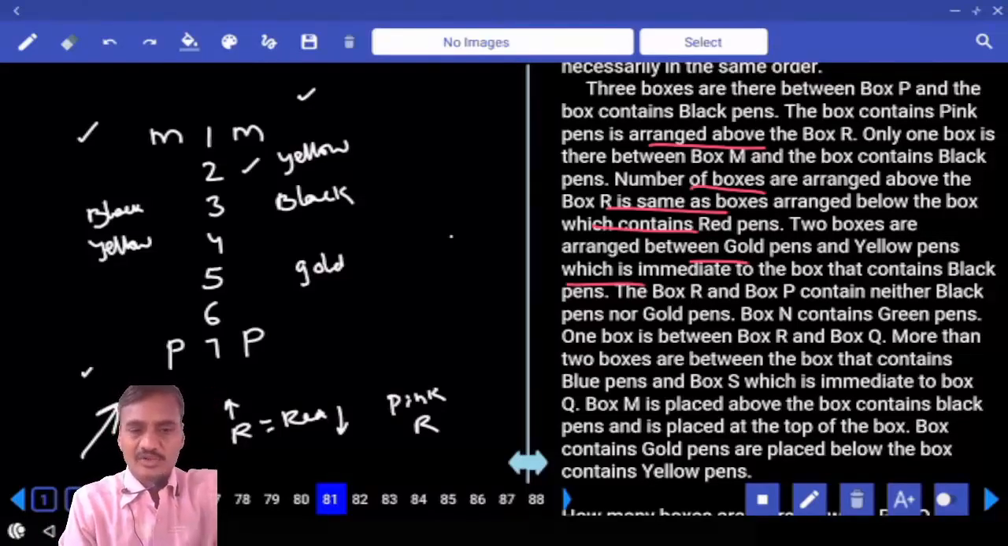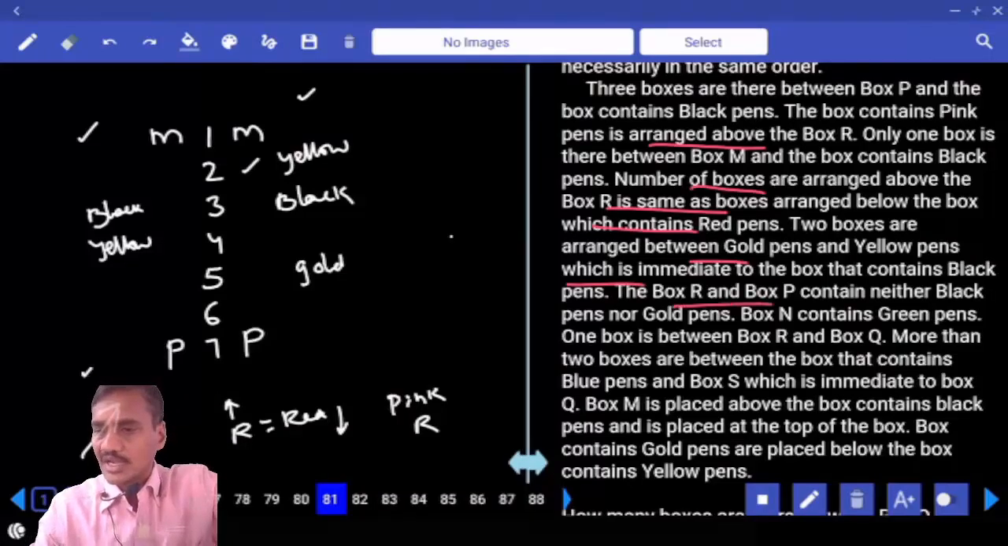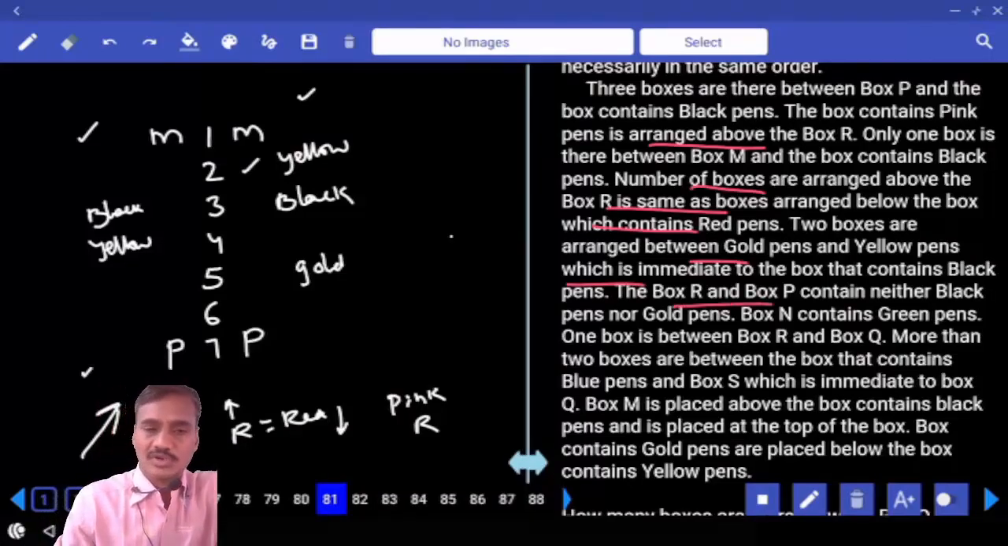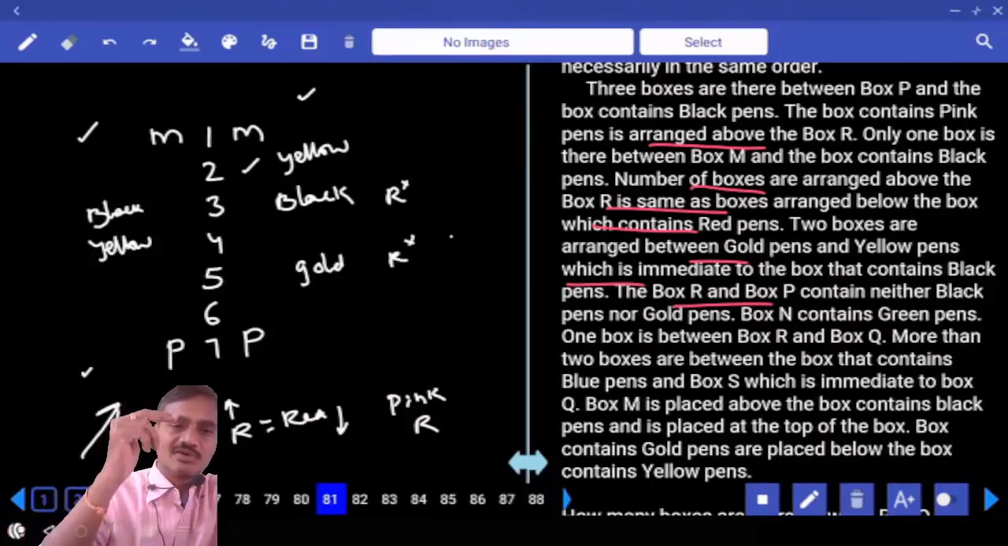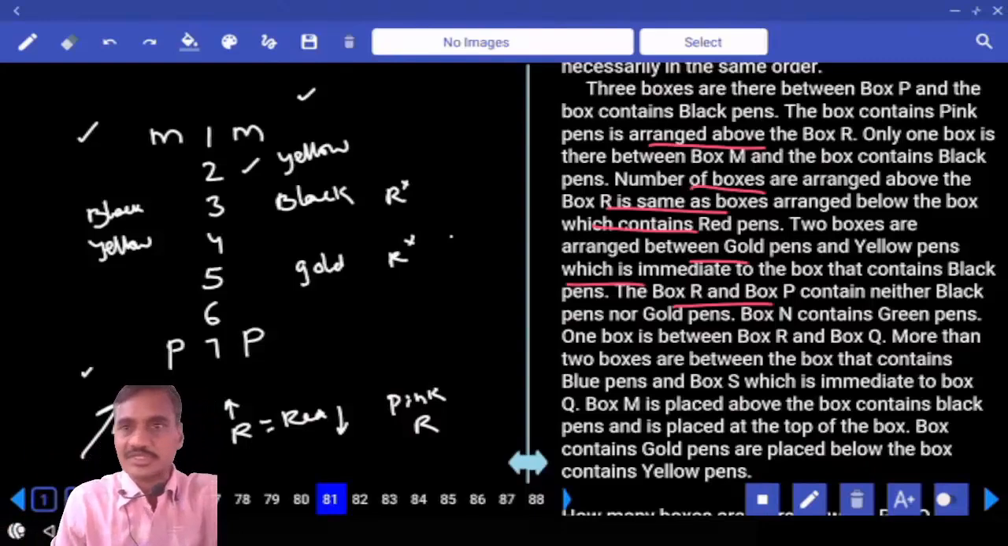Then yellow, black and gold. Then what is the next information? R and P contain neither black nor gold. R and P neither black gold, and R cannot be at this place, R cannot be here. As R cannot be in these 2 places, what are the different possibilities? We can have R at the 2nd place or at the 4th place and so on.